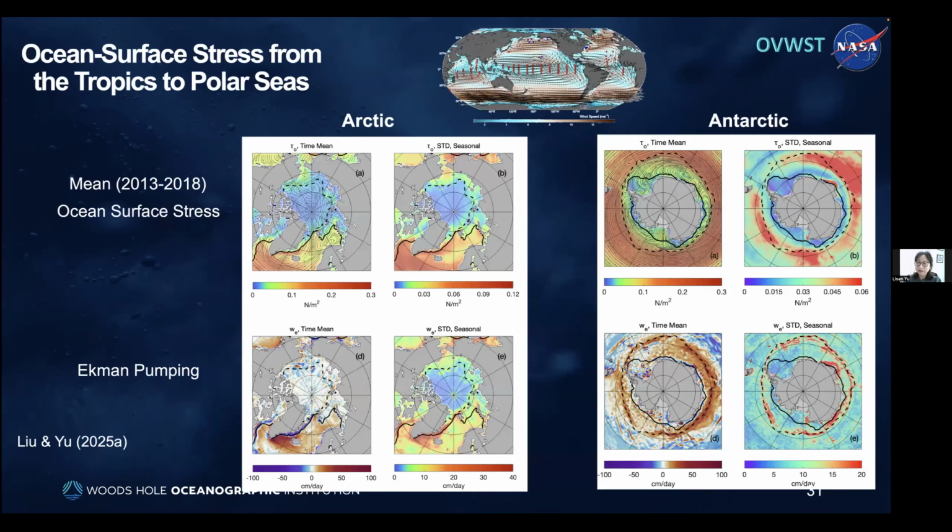So we have just about 5 minutes left. In terms of winds, I'm going to close in 5 minutes. In the winds, I briefly introduce the ocean surface stress from the tropics to polar seas.